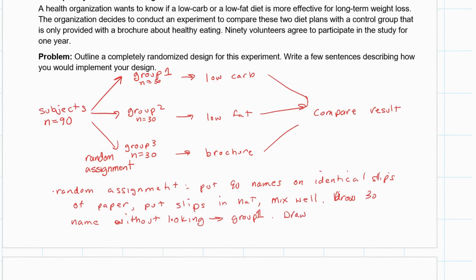Draw 30 more without looking. And those go into group 2. All remaining go into group 3. There we go. Good, effective random assignment. All right.